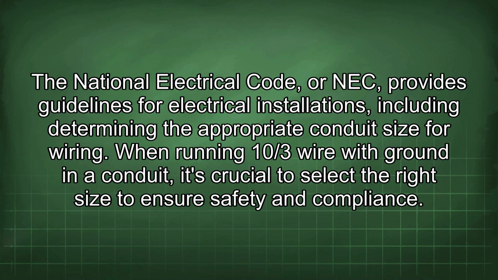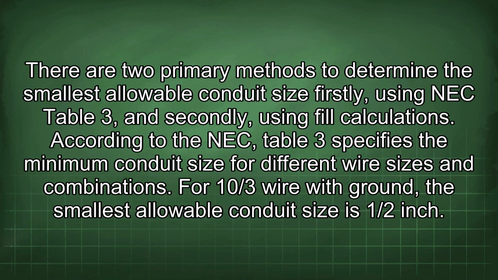The National Electrical Code, or NEC, provides guidelines for electrical installations, including determining the appropriate conduit size for wiring. When running 10/3 wire with ground in a conduit, it's crucial to select the right size to ensure safety and compliance. There are two primary methods to determine the smallest allowable conduit size: firstly, using NEC Table 3, and secondly, using fill calculations. According to the NEC, Table 3 specifies the minimum conduit size for different wire sizes and combinations. For 10/3 wire with ground, the smallest allowable conduit size is 1/2 inch.